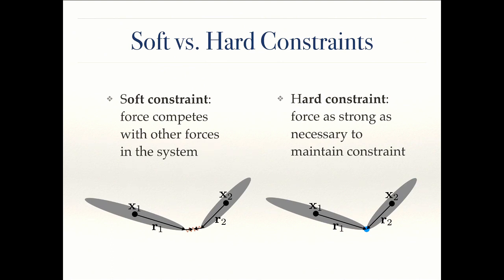In that case, the constraint won't always be satisfied. It has to compete with the other forces in the system. So we'll see a little bit of error in that constraint sometimes. On the right is a hard constraint. That means we're going to make the force as strong as necessary to counteract all the other forces so that those two points are actually satisfying the constraint, so our constraint is maintained.